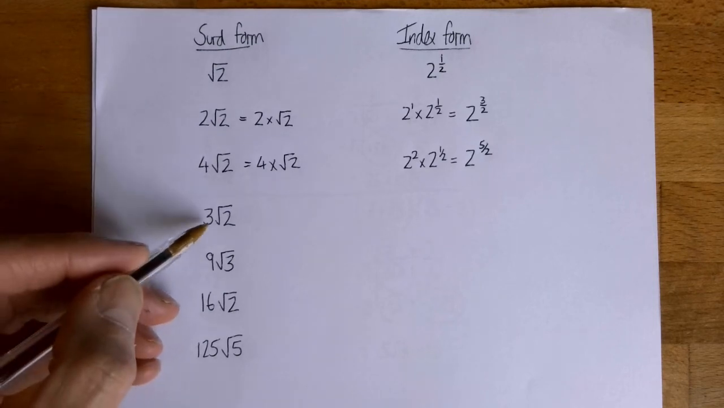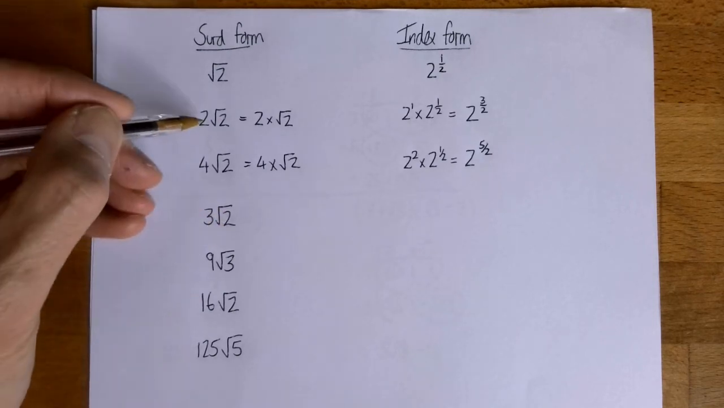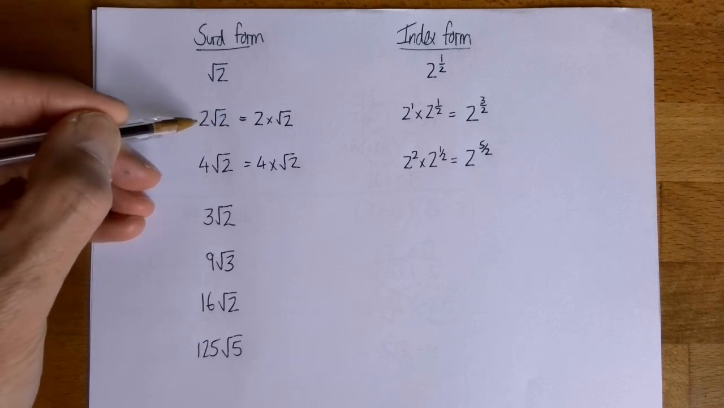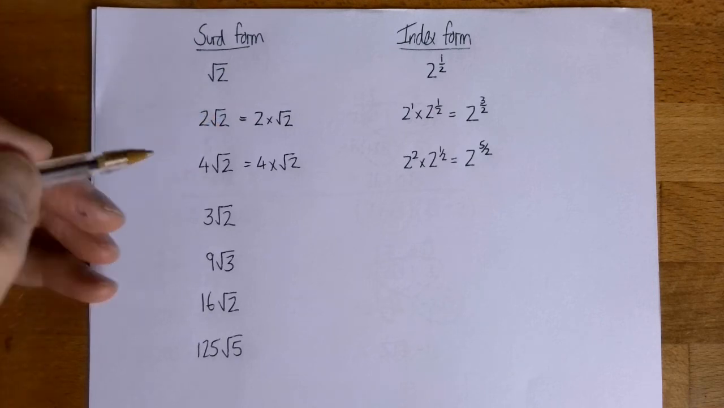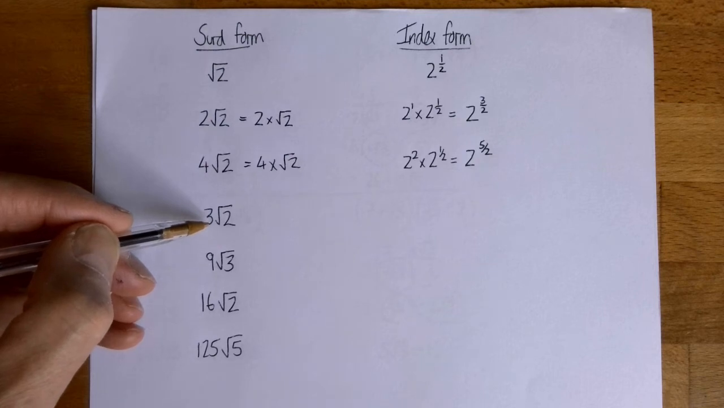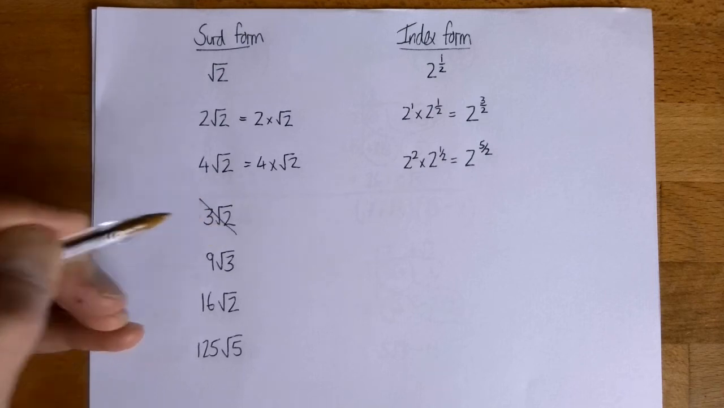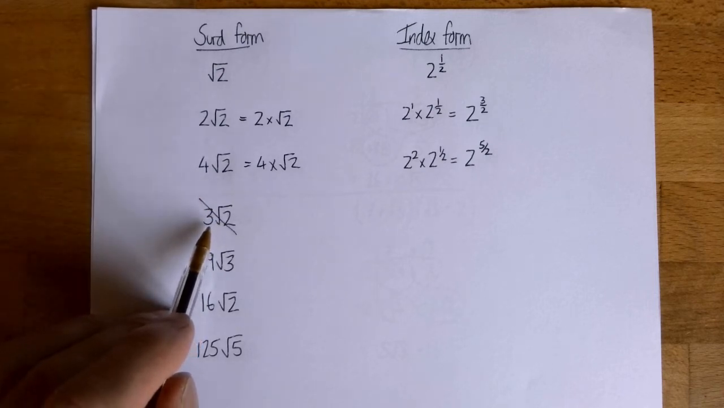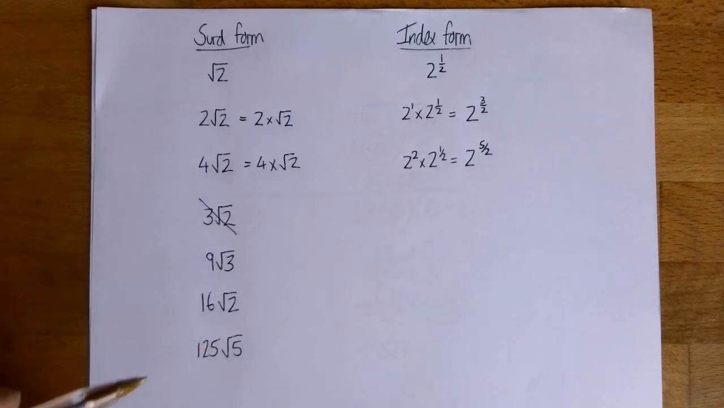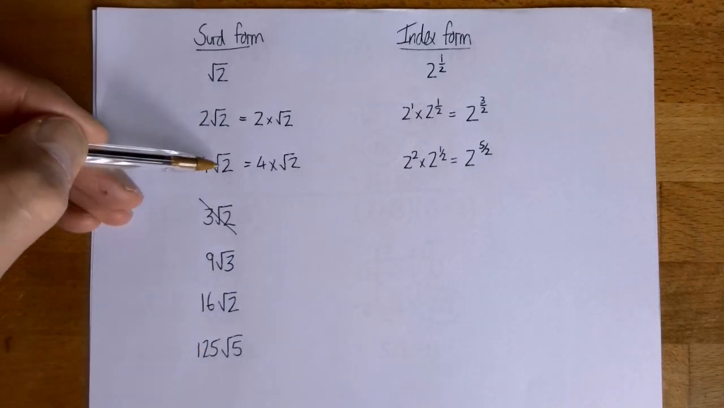Obviously, I can't simplify this, can I? This only works if the number there and the number there can be written as the same power. So this is 3 times root 2, but I can't then combine that in this way. So that one can't be simplified. So that's best left in surd form. But these 3 can be simplified in the same way as these.